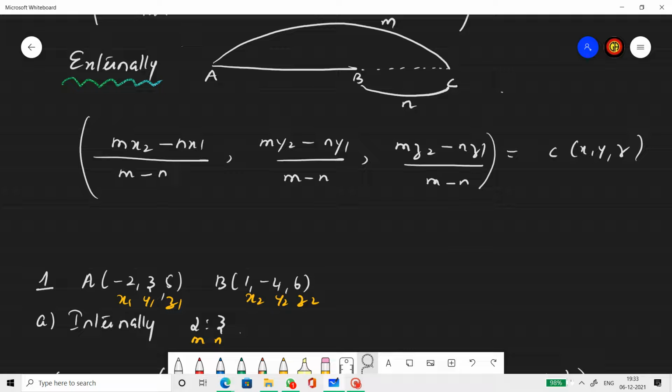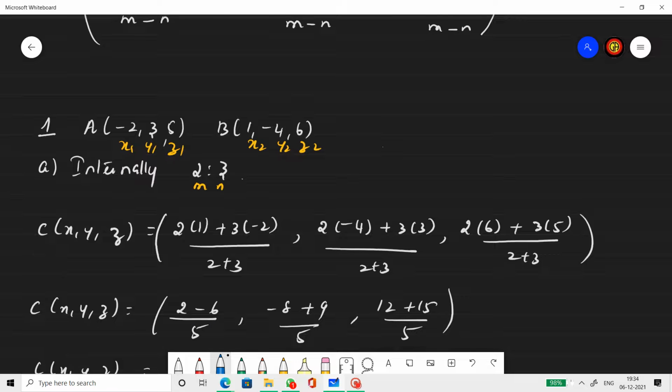For example, if you're getting 3 is to 1 as your answer, then C divides AB internally in the ratio of 3 is to 1. Imagine you're getting 3 by minus 1, which means 3 is to minus 1. Then the point C divides AB externally in the ratio of 3 is to 1. So it is very important to draw a conclusion in case of ratio finding questions. Hope you understood this.